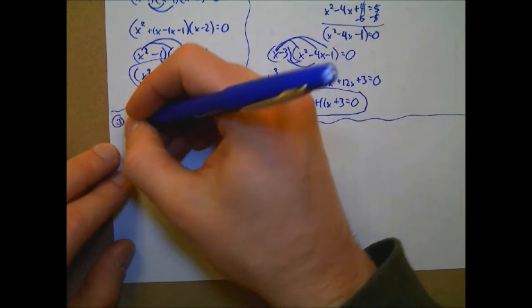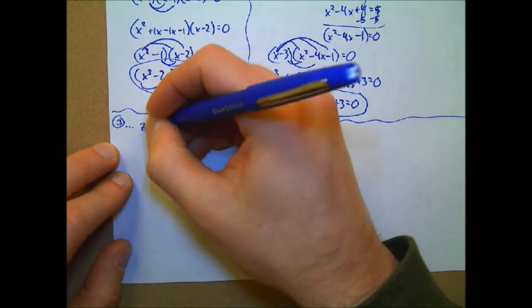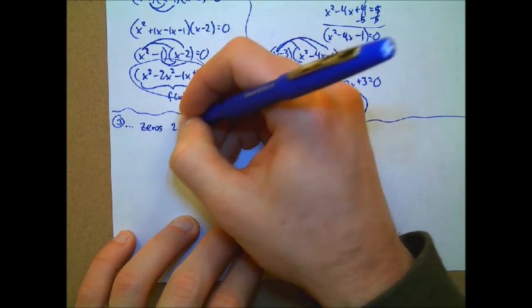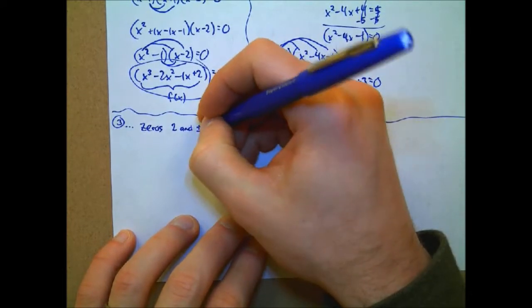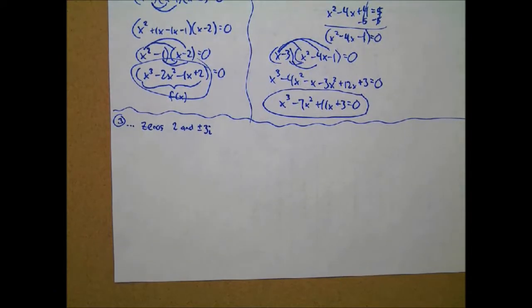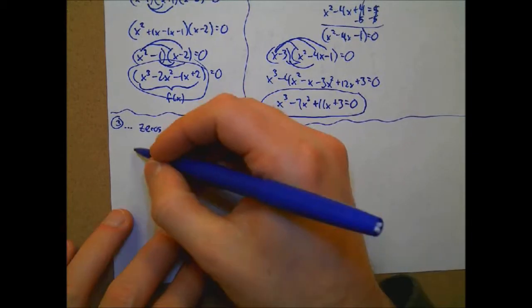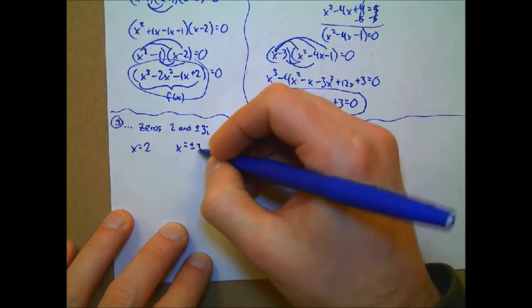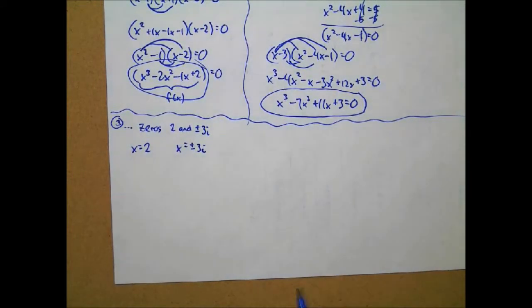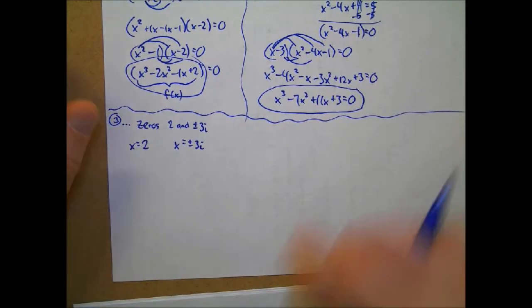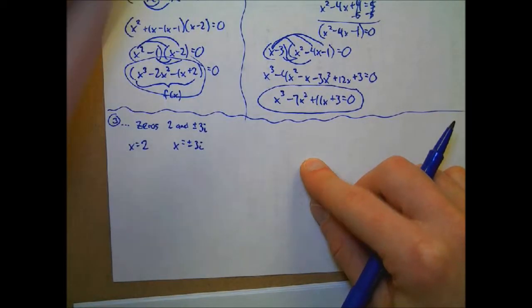Okay, so if we have zeros of, let's say, 2 and plus or minus 3i. So x equals 2 is one of our zeros, and x equals plus or minus 3i is another of our zeros too. Again, same kind of situation though. This is going to be just like number 2. If you follow along with number 2, you should be fine for number 3 here.